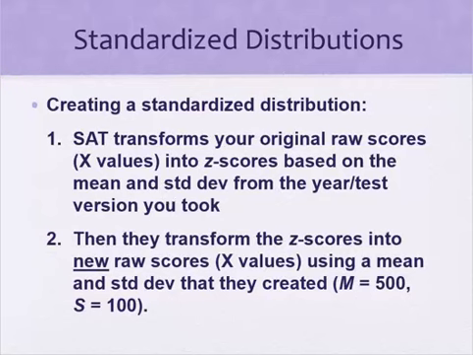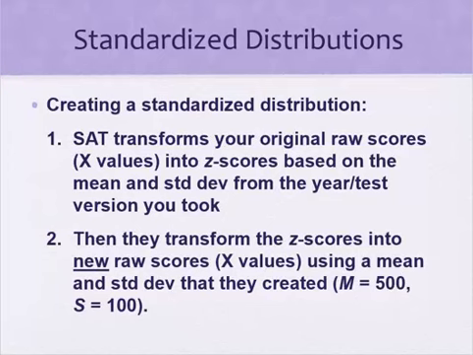So that's what's happening in step 1. That's their first step. They take the mean and standard deviation for that test for that year, and they compute z-scores for every single raw score for every single person who took that test that year. Okay? So they get a bunch of z-scores for everybody. They then transform those z-scores into new raw scores based on a mean and standard deviation that they created, right? Which happens to be a mean of 500 and a standard deviation of 100. So here they're using the z formula to figure out everybody's z-score. And here they're using the formula that allows you to find the raw score if you know the z-score, the mean, and the standard deviation.